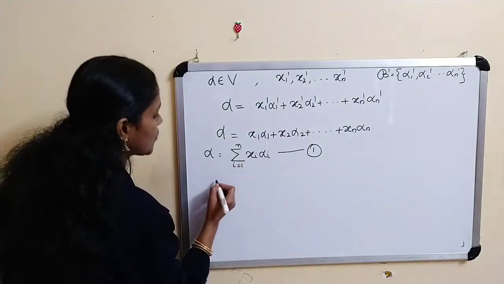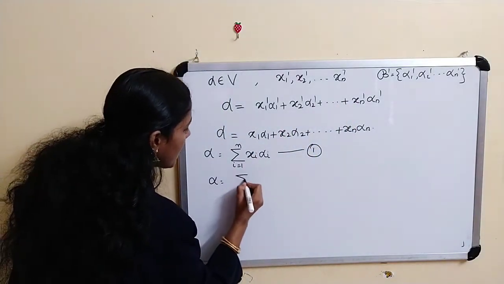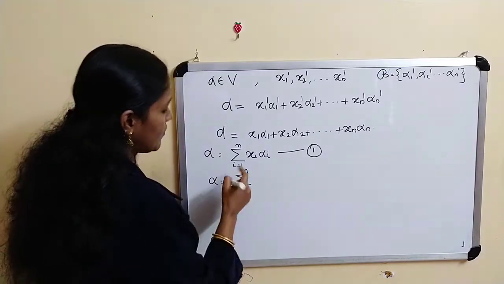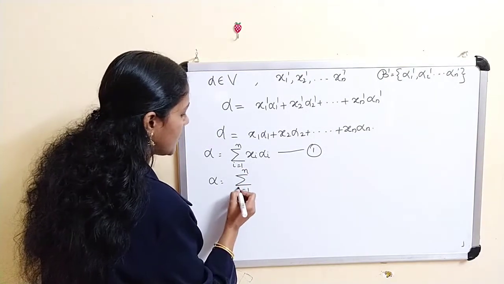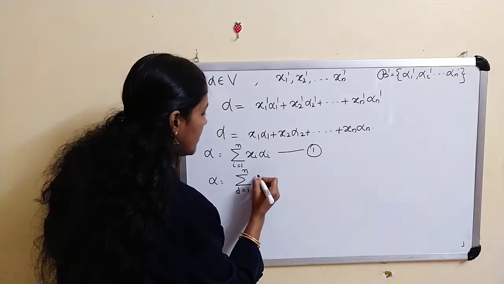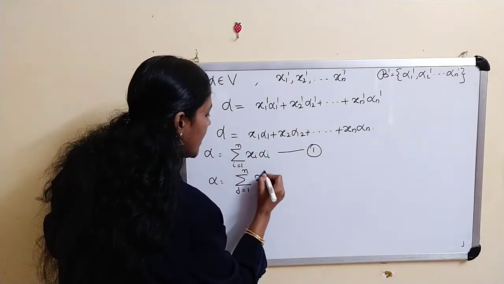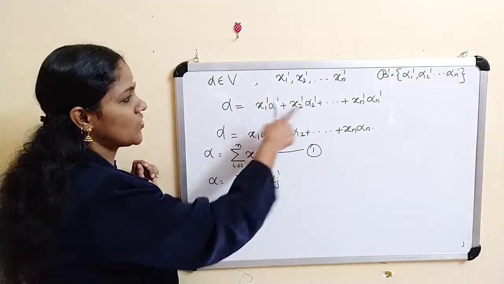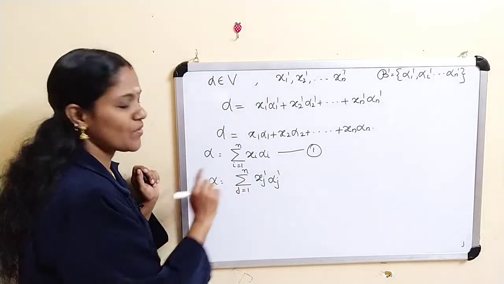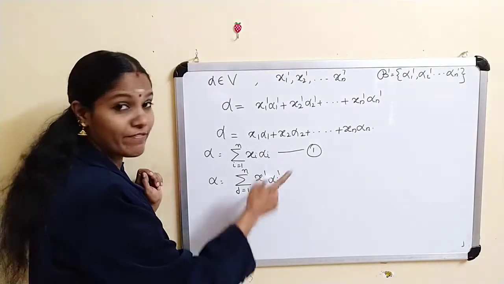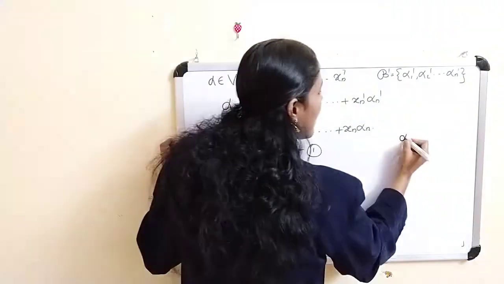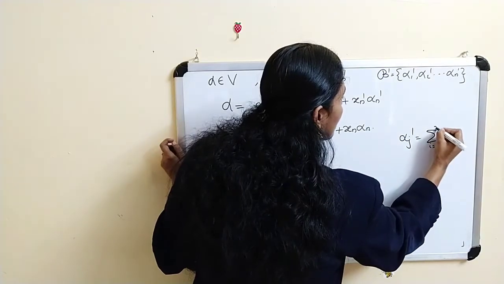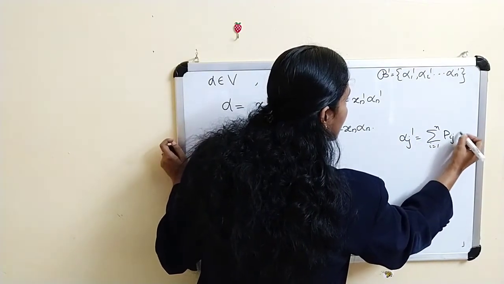Now what about equation 2? Alpha you can write as sigma j varies from 1 to n xj dash alpha j dash, j varies from 1 to n. But we have alpha j dash is equal to sigma i varies from 1 to n pij alpha i. We have that result.